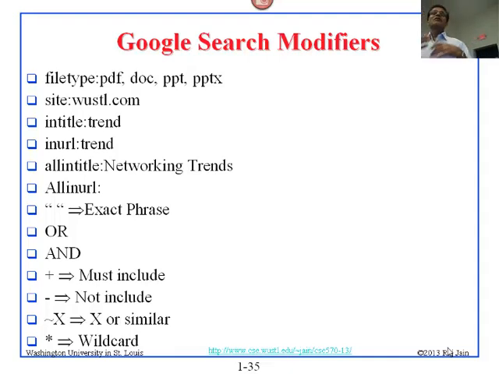Similar. Now you don't know what cloud is similar to, so you say similar, that tilde word X. And then star. I don't care, cloud, star, computing. So whatever is between the two, it doesn't matter.